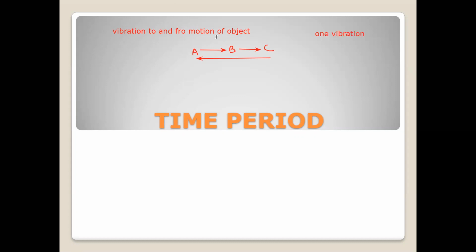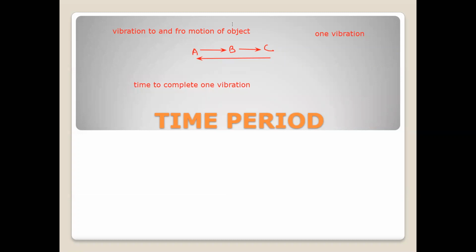So the term vibration refers to the to and fro motion of an object. The object will go and return back to the same starting point, and we simply call that one vibration. So what is the time period? Basically, time period is the time to complete one vibration. How much time will the object take to complete its one vibration?